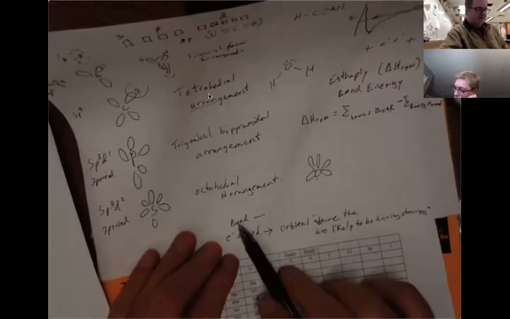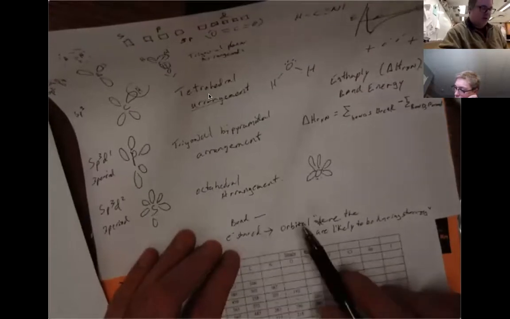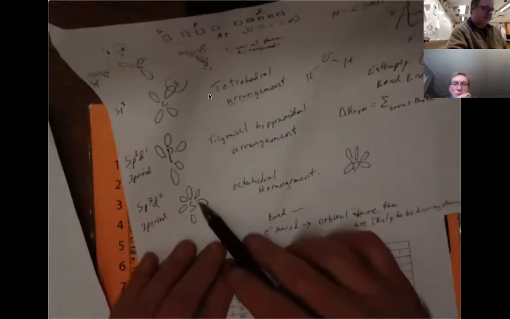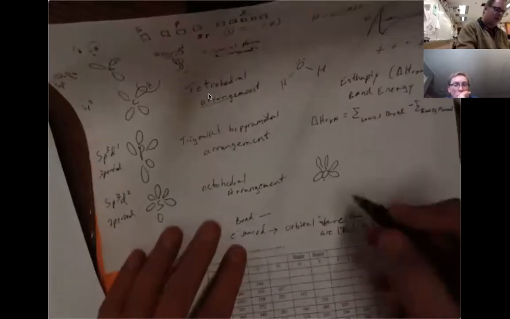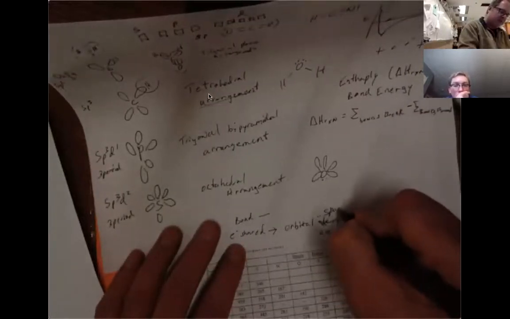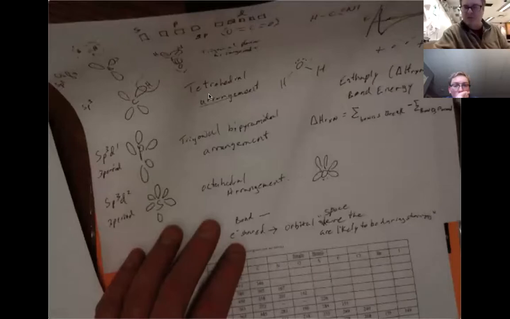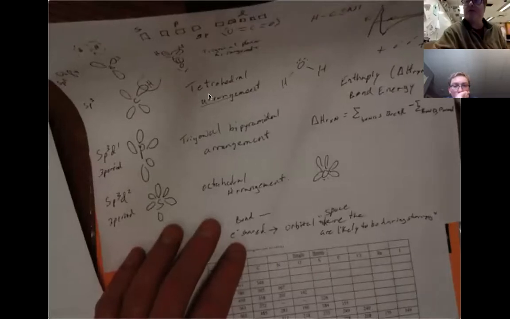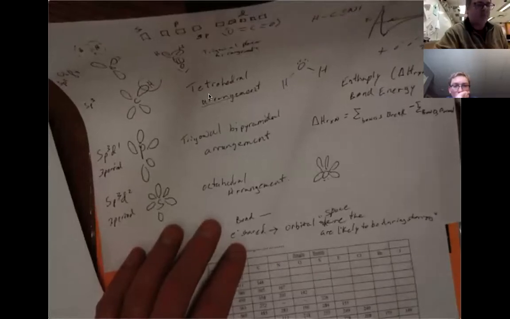So the bond is electrons being shared. The orbital, these spaces, is the space where the electrons are most likely to be at any given point in time in this molecule.